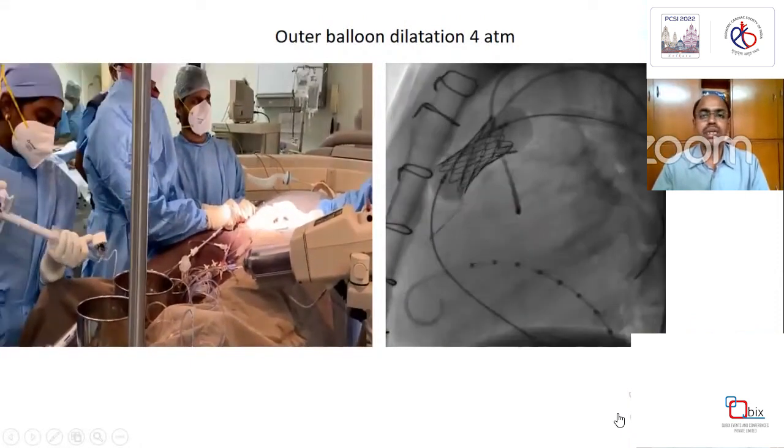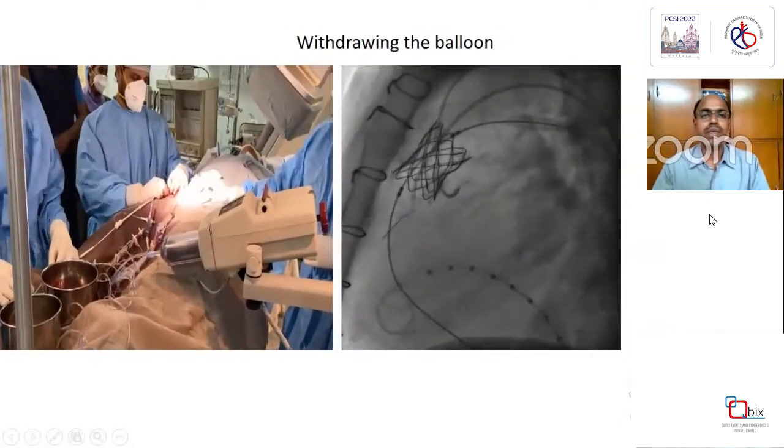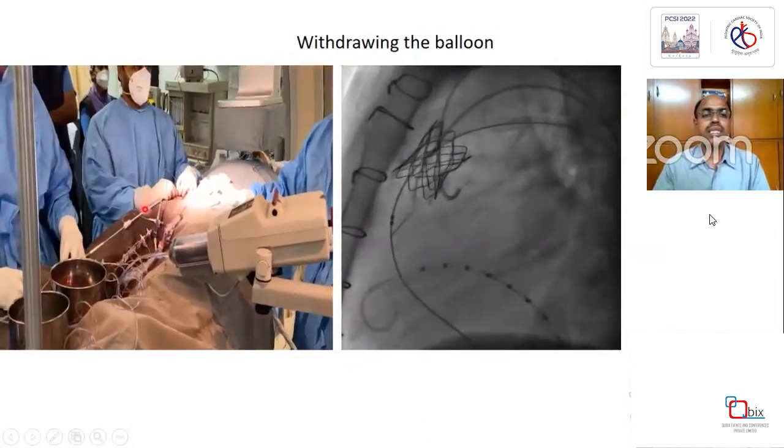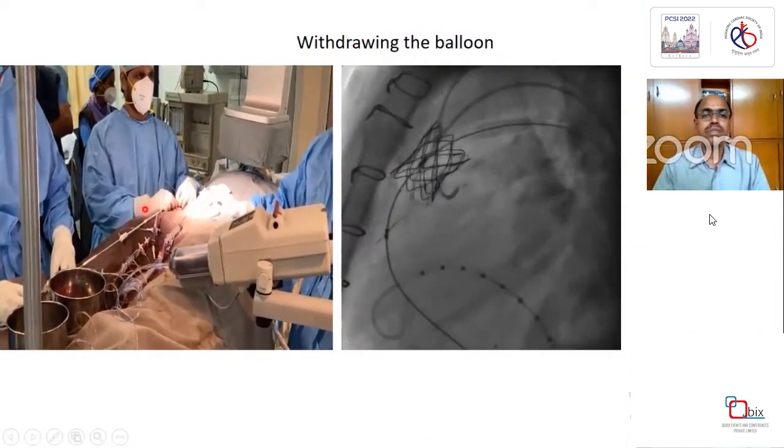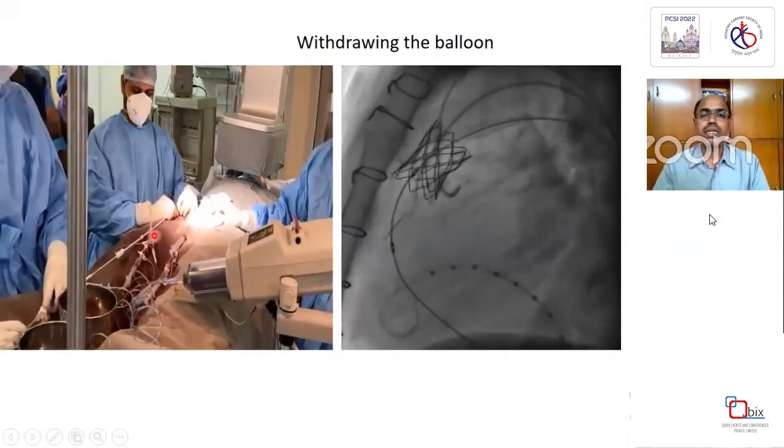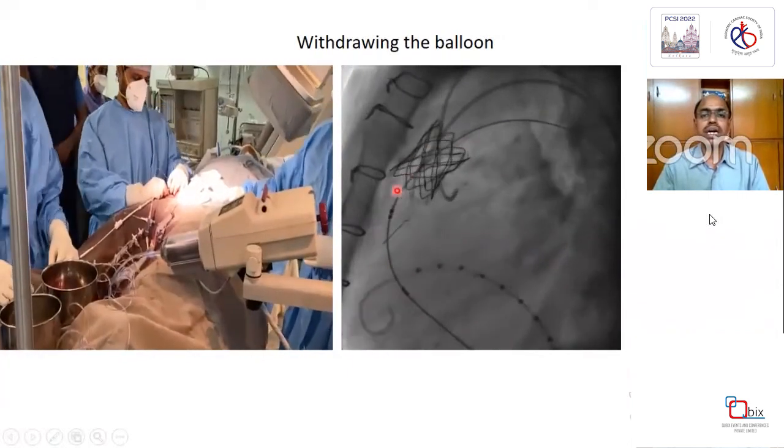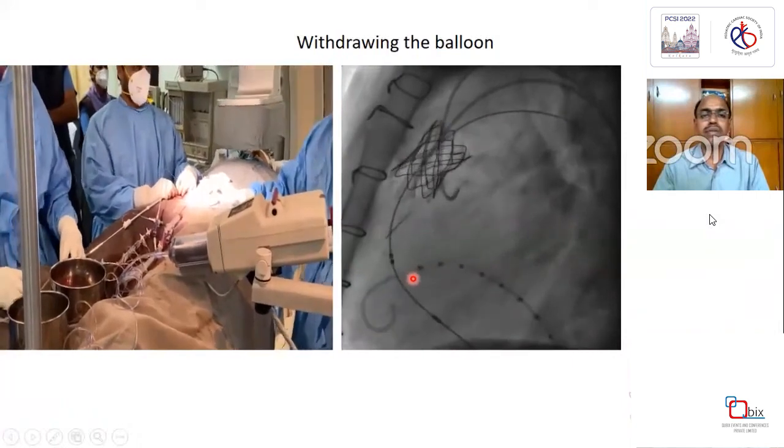Once the entire valve has been deployed, we withdrew the Ensemble delivery system by pushing in the Lunderquist guide wire. We can appreciate the Ensemble delivery system coming out of the Melody valve.